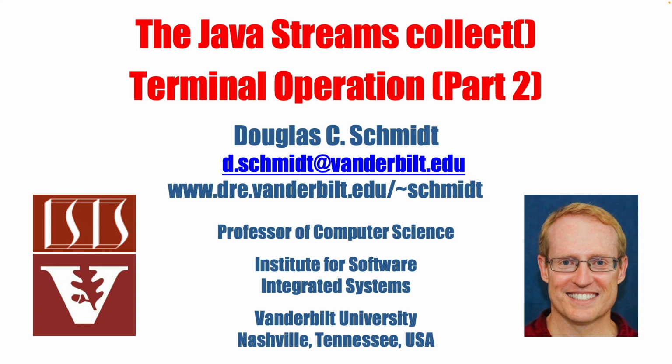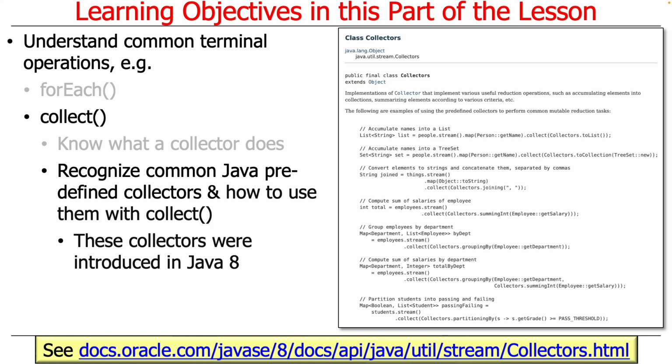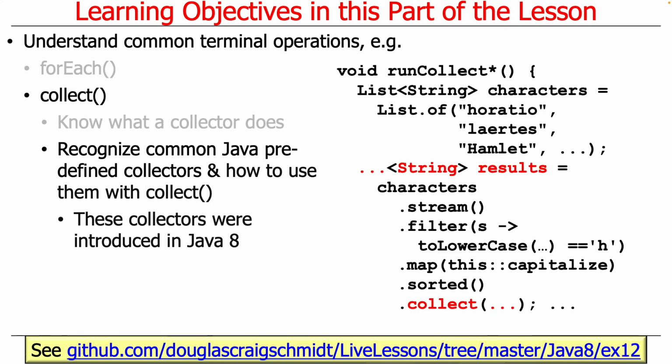So now we're going to talk about the next part of the Java streams collect terminal operation lesson. Here we're going to talk about common Java predefined collectors and how to use them in conjunction with collect. And all the collectors we're going to talk about here were introduced in Java 8. There's other stuff that's come along later, but we aren't going to talk about those right now. And this is going to be something, as usual, you can get here at this link.